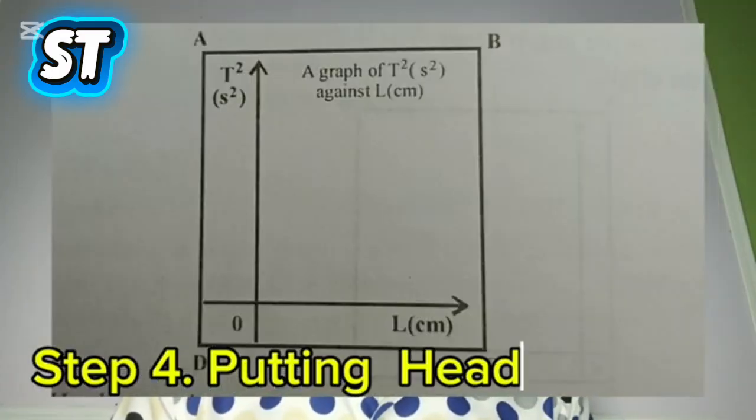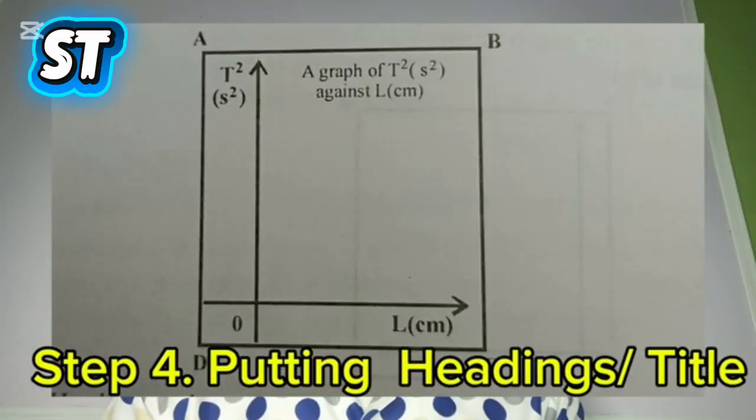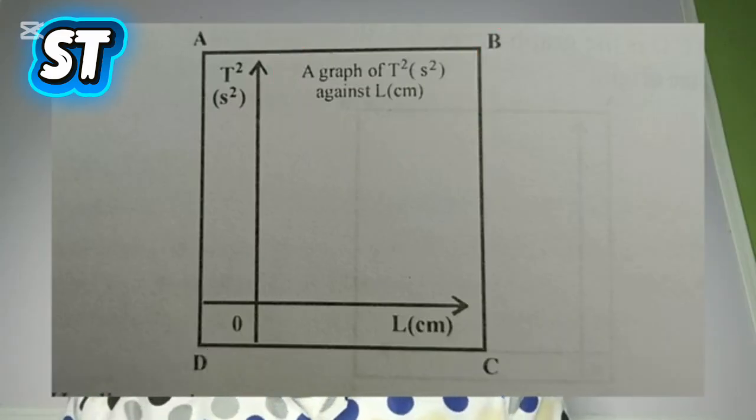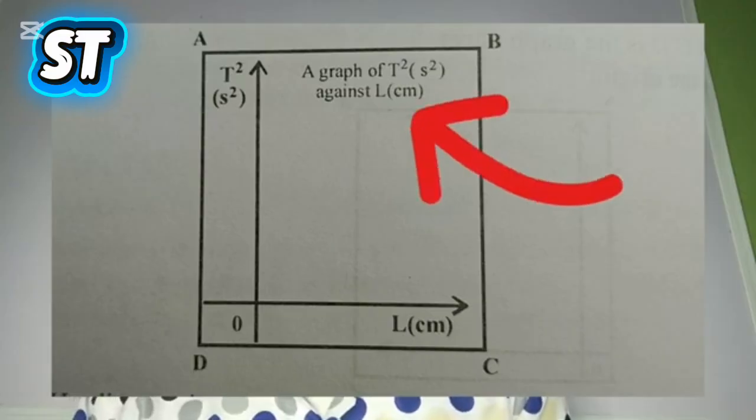Now step 4: you must give your graph a heading. You must not forget, because there is a mark for that also. Look at it as it is shown on the screen. That's an example of a heading: a graph of T squared in seconds against L in centimeters. That's the example used there, so you have to write that labeling.